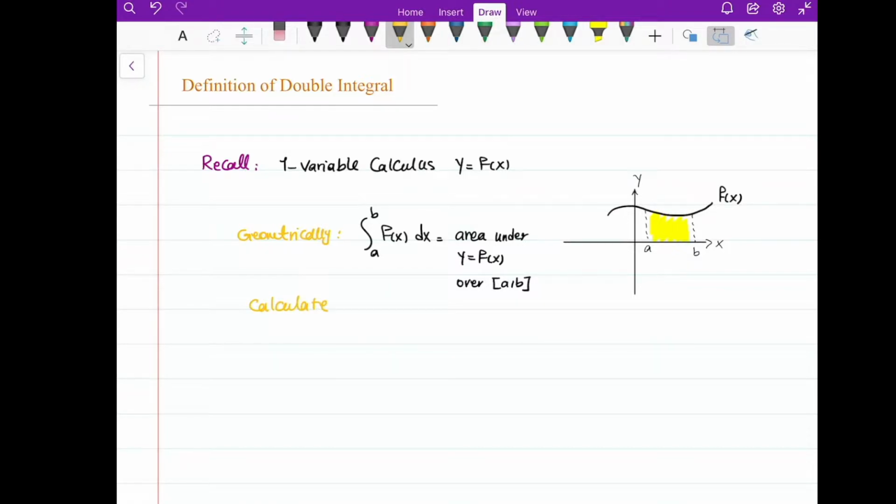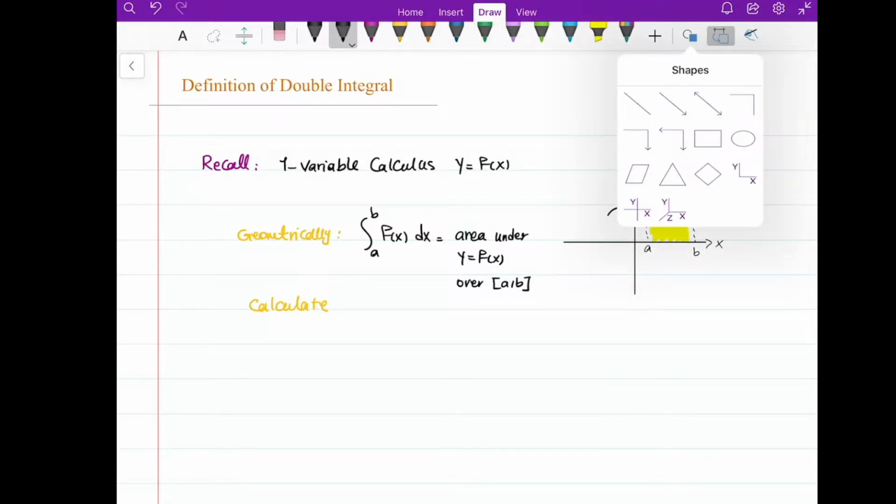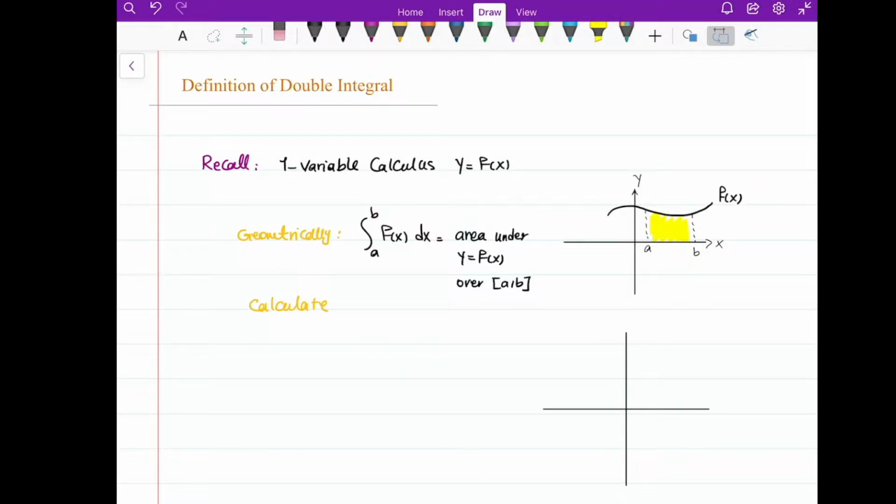So to do the calculation, this is something that we did. So let me just basically graph the function. So we have the y-axis, we have the x-axis, and just assume that we have a function f of x like this, and then from a to b we want to basically calculate the integral. Something that we did is to basically partition [a, b] into n subintervals.